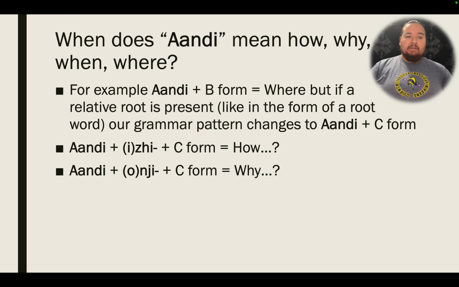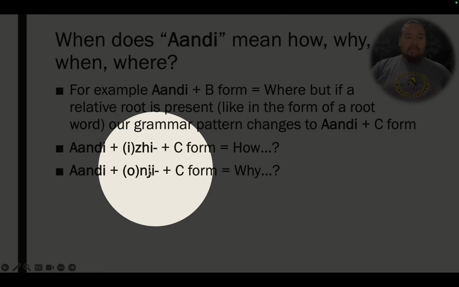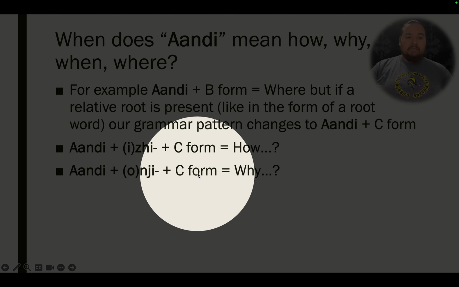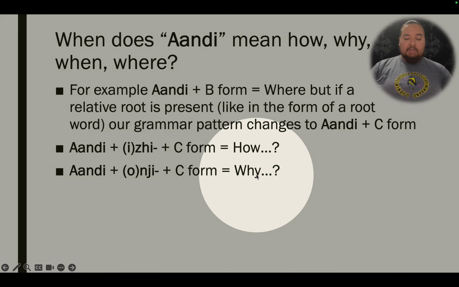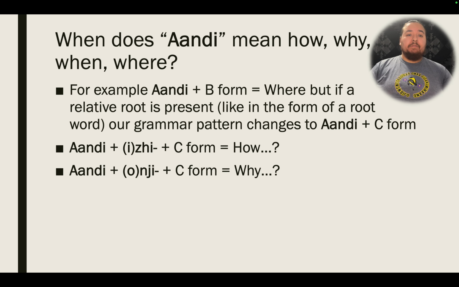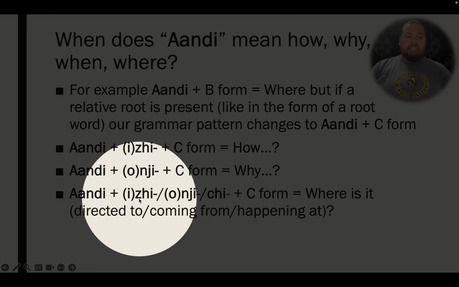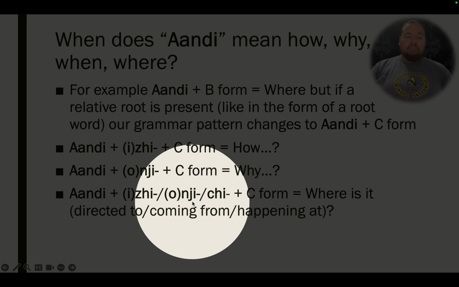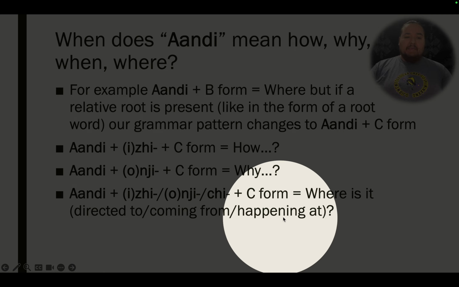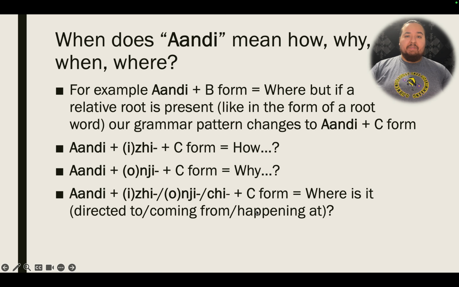Onde plus nje in C form means why. So again, question word, nje, reason why, C form. So why is that happening? Why is she or he doing that action? And then we have onde plus je, nje, or che in C form, meaning where is it? So je, where is it directed to? Nje, coming from. Che, happening at, like the source of the happening, the source of the verb.